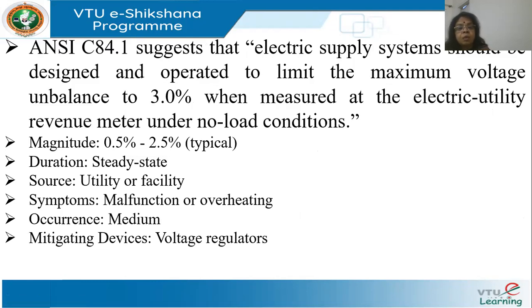So the synopsis of voltage unbalance is the magnitude is typically between 0.5 to 2.5%. It is a steady state problem. It's not transient. It doesn't die down. The source could be either the utility or the facility, meaning the customer. Symptoms are malfunctioning or overheating. Occurrence is medium. It does occur. And you can put some voltage regulators to take care of this. Clear? So this is the power quality issue of unbalance. And if left unattended, it can cost quite a bit. It can be an expensive quality issue.